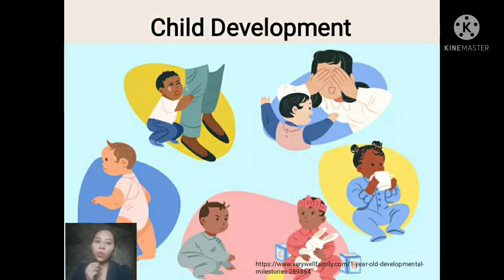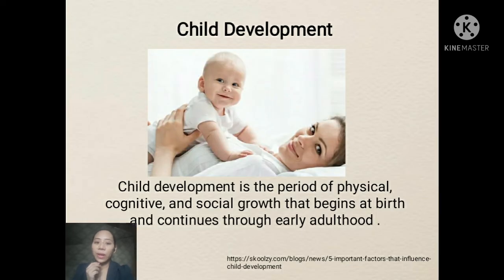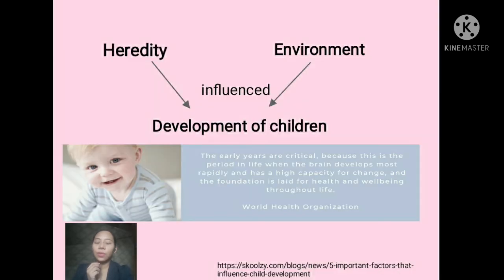Firstly, what do we mean when we talk about child development? Child development is the period of physical, cognitive, and social growth that begins at birth and continues through early adulthood. How does heredity affect child development? Different characteristics of growth and development like intelligence, aptitudes, body structure, height, weight, color of hair, and eyes are highly influenced by heredity. How about environment?